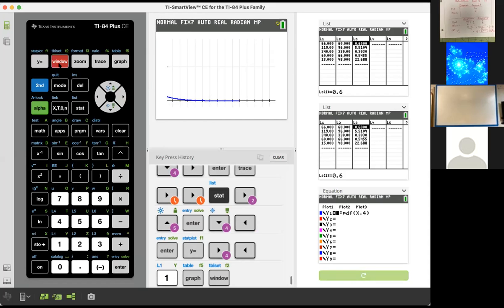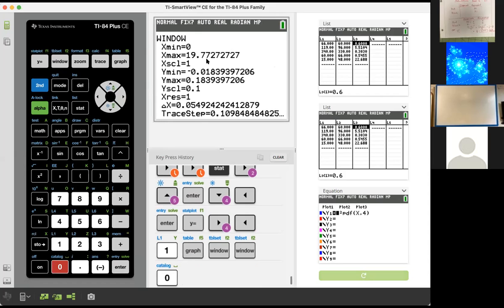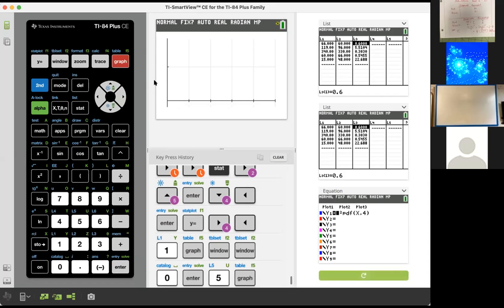I've got to get a good window in front of me. Remember, it's got a mean of one. So let's look at the window. Let's run this from zero to five. Graphing. Chi-square distribution is seriously slanted towards the right. In fact, I don't even see the top of it. Where is the top of this? The chi-square distribution for degree of freedom one is very, very different than the others.